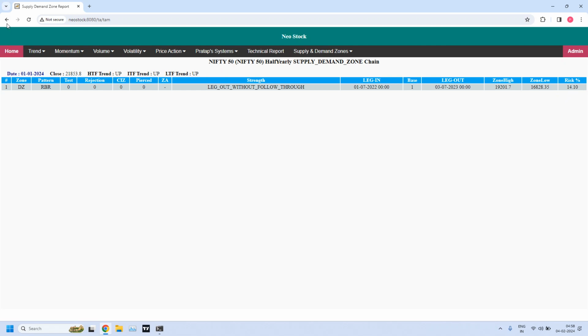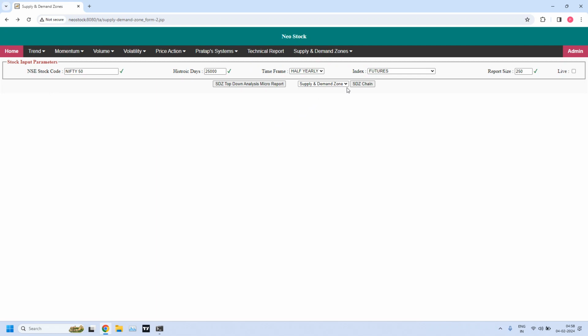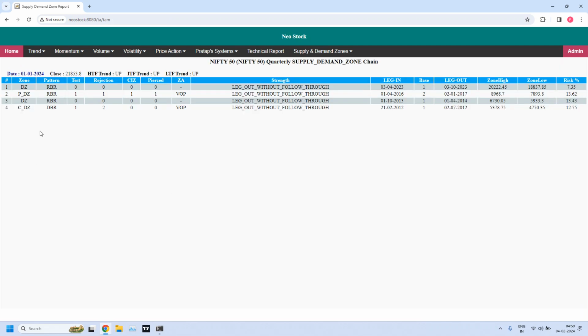So let me go back. Now let me change the time frame to quarterly. Four zones are available. The recent one was created on 3rd October 2023. The levels are between 20,022 till 18,837, and it has a depth of 7.35%, and it is also a fresh zone.